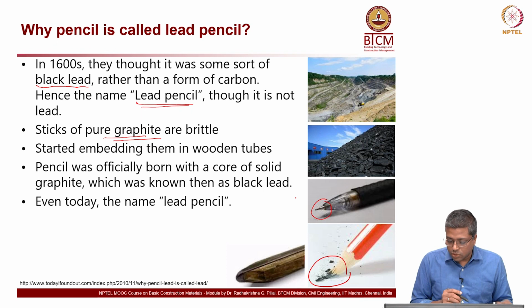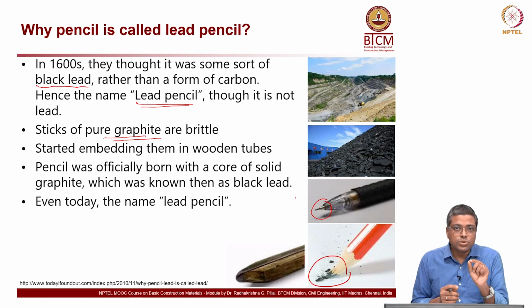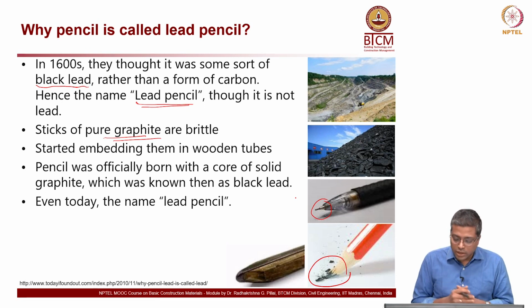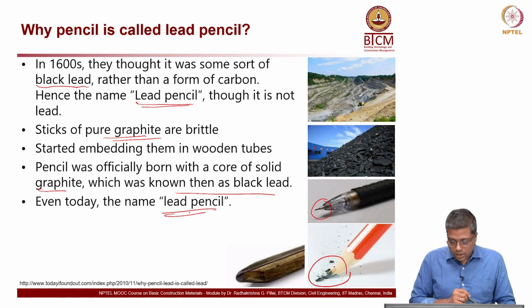And then here you have another example of modern type of pencils, where you have a steel or a metallic tube and a very thin stick is kept. And it is very important to have that tube all the way to the tip, so that you do not really break it. So, the lateral force coming onto that is very less. Now, this was officially with the core of solid graphite, which was known then as black lead. Even today people call it lead pencil.